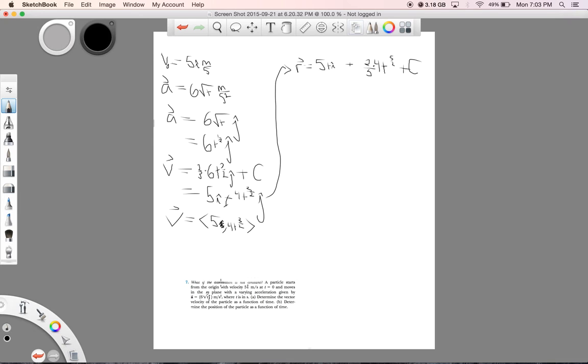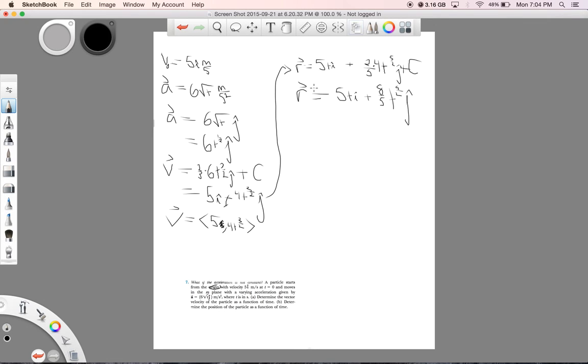But here it says that the particle starts at the origin, which means the x naught is 0. So we see that the position vector is equal to 5t i hat plus 8/5 t to the 5/2 j hat.